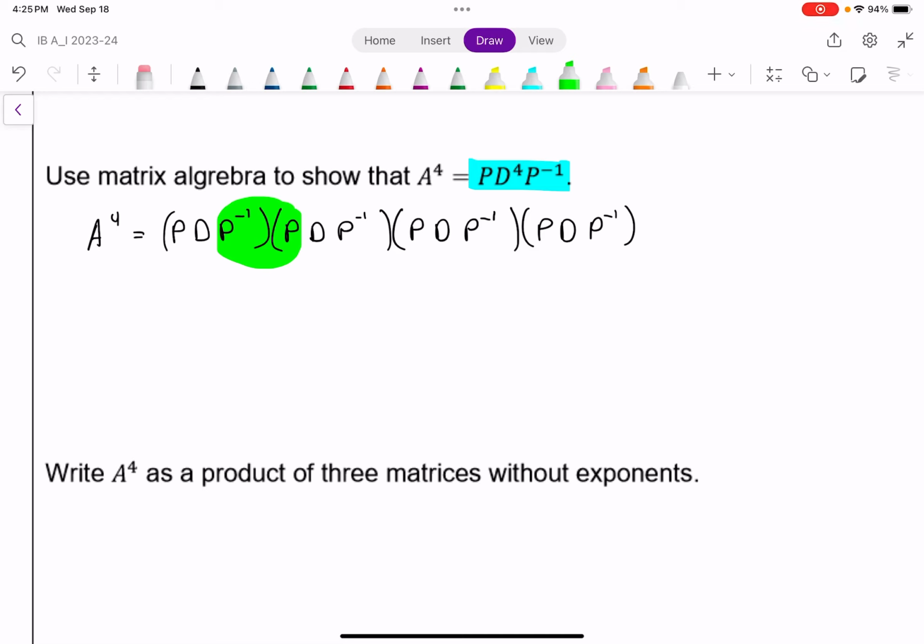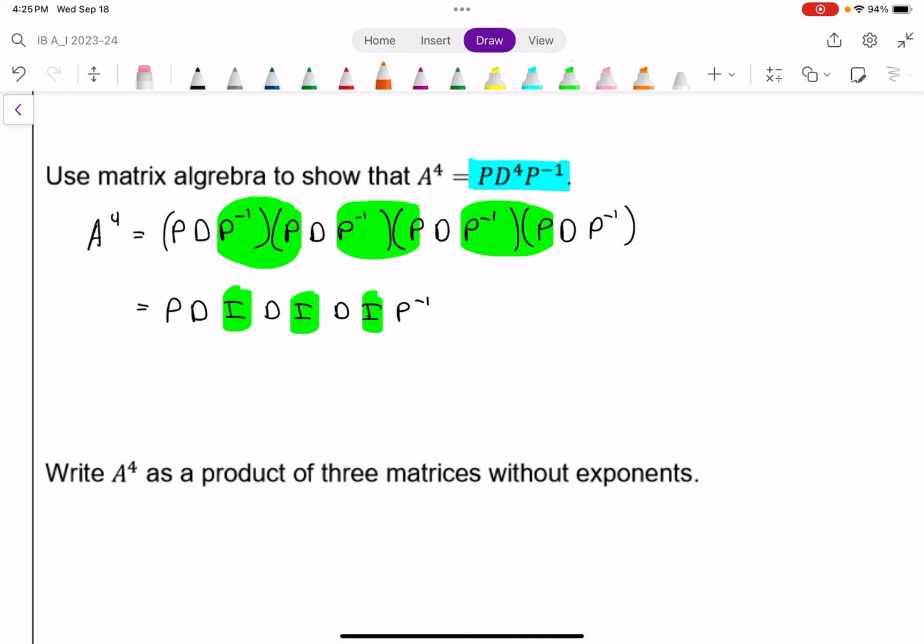Okay, so that said, if we look at this, notice we have these pairs of matrices, the inverse of P times P. We have that 3 times, which means each of those parts I've highlighted in green. When you multiply a matrix by its inverse, you get the identity matrix. So I can really just write this as P times D times I times D times I times D times I times P to the negative 1. Each of those parts I've highlighted in green is equivalent to the identity matrix.